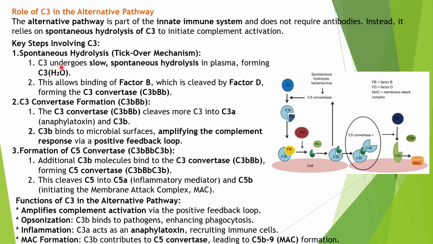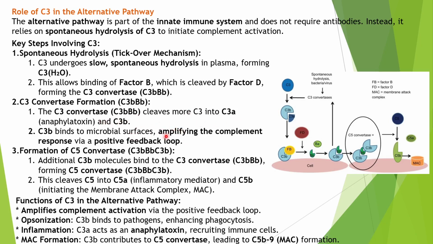So C3 undergoes slow spontaneous hydrolysis in plasma, forming hydrolyzed C3, and this allows binding of factor B for the alternative pathway. This is then cleaved by factor D, forming C3 convertase, giving rise to C3bBb. C3 convertase formation leads to C3 cleavage into C3a and C3b. C3b then binds to the microbial surface and amplifies the complement response via a positive feedback loop.